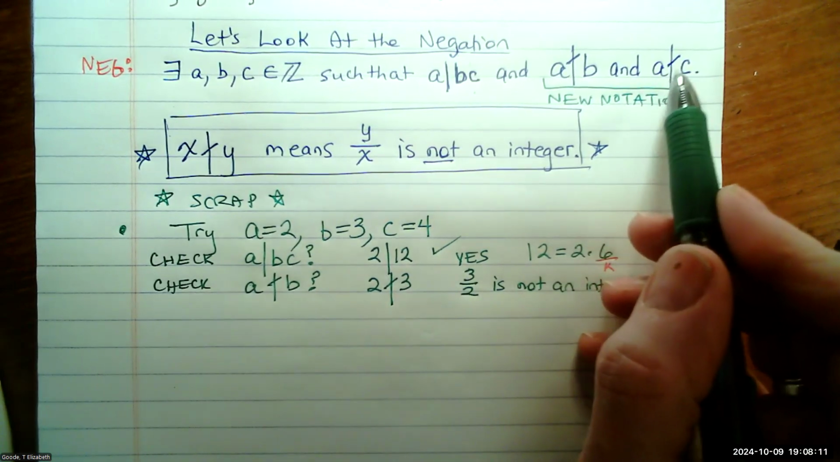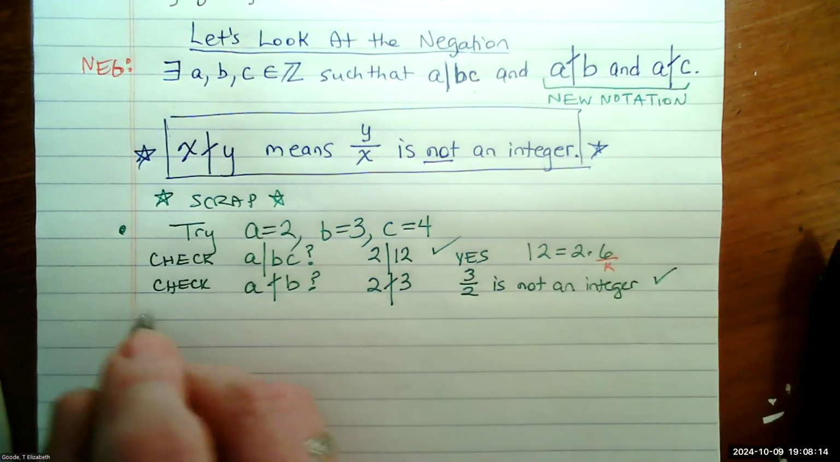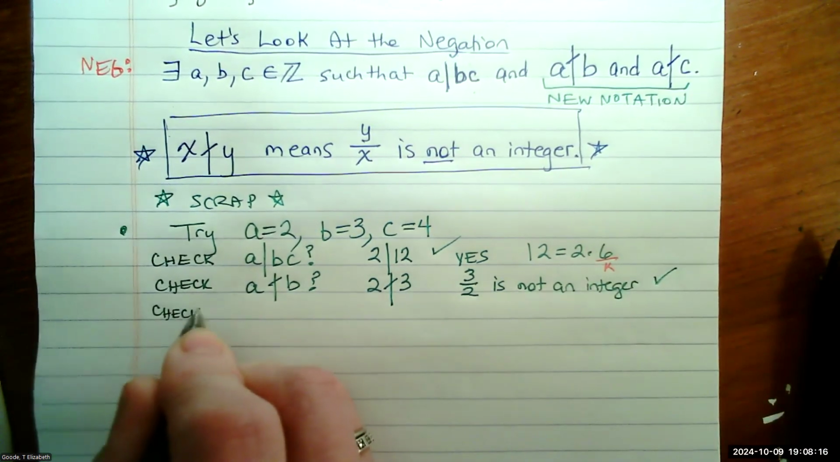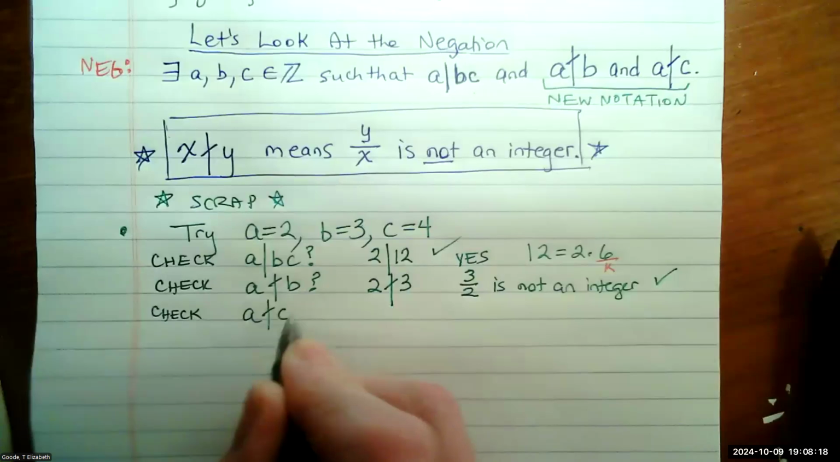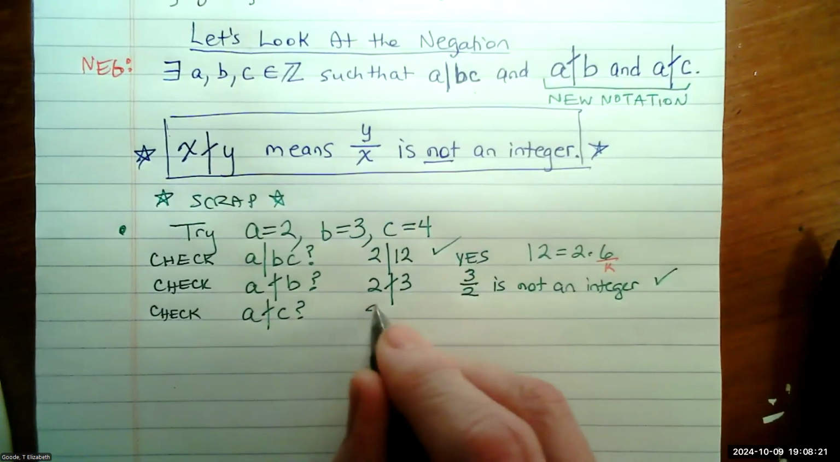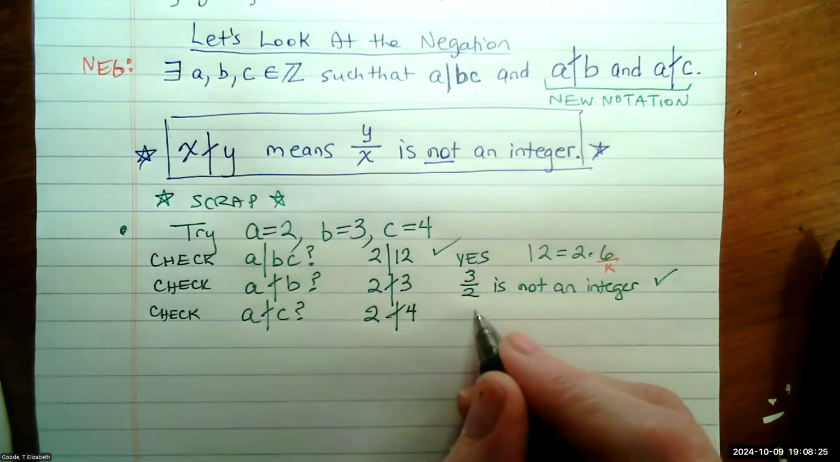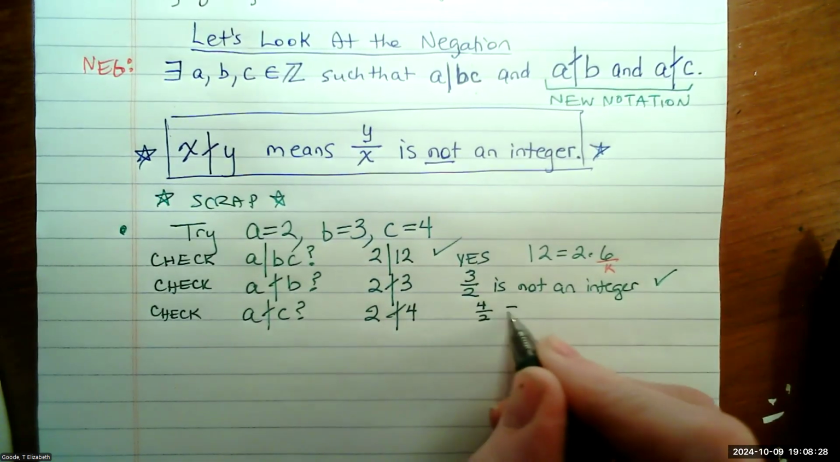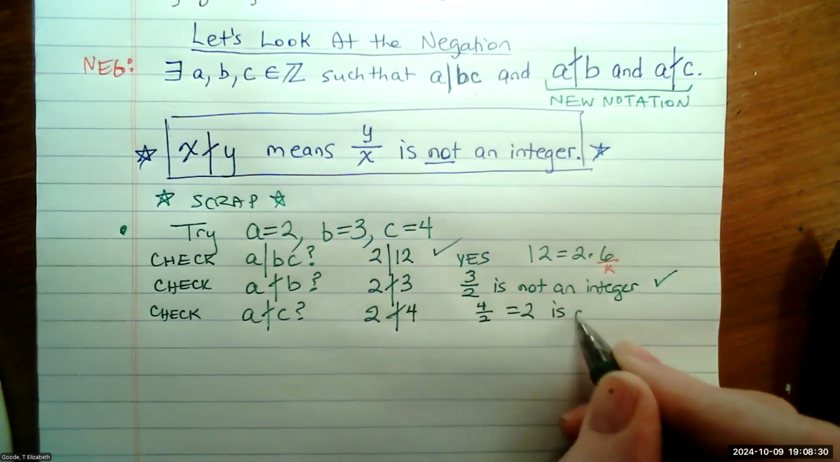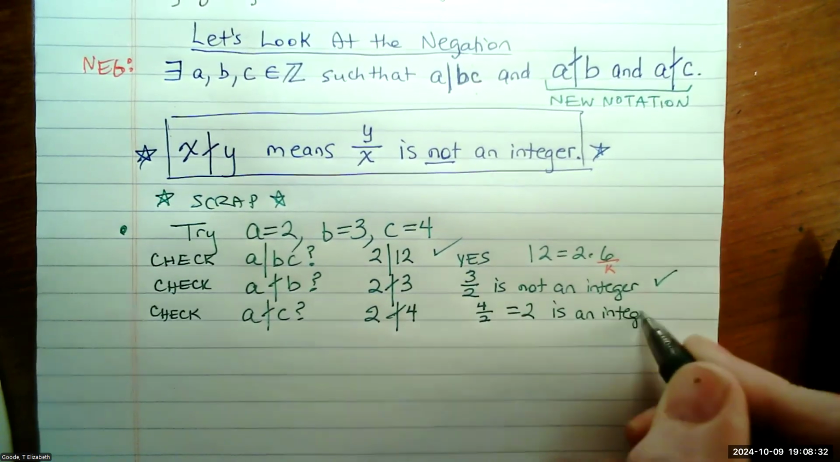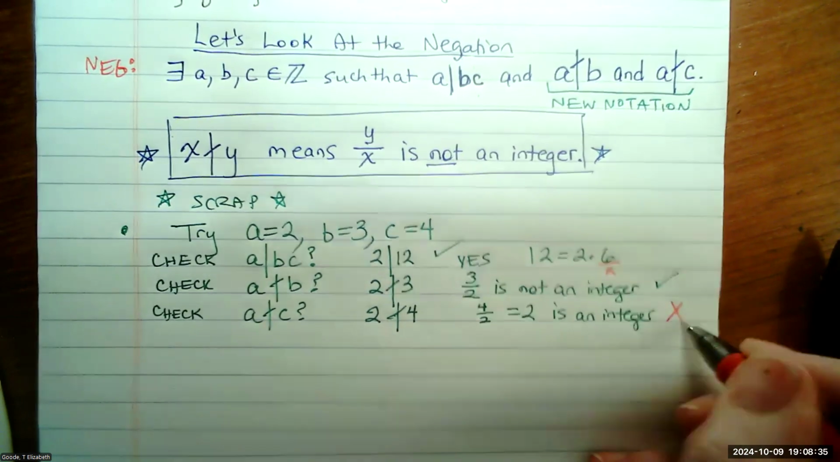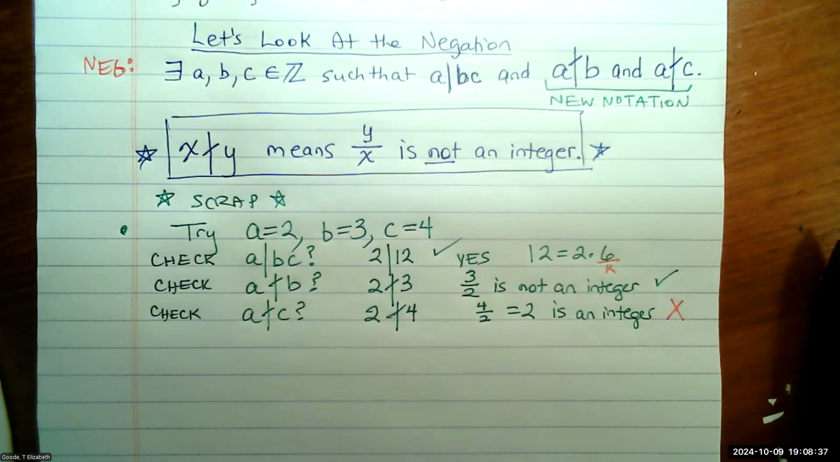Last thing we've got to check is that A does not divide C. Here we go. A does not divide C. Is that working? Is it true that 2 does not divide 4? Oh, well, 4 divided by 2 is 2, which is an integer. So this did not work because we need 2 to not divide C as well as not divide B. You see what's going on here? All right.